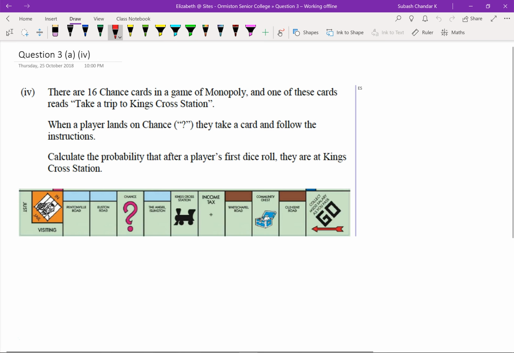All right. So, now we need to get to our excellence level. We've got 16 chance cards in a game of Monopoly, and one of those cards reads, take a trip to King's Cross Station. So when they land on chance, they're going to take a card and follow the instructions. We want to know the probability that after a player's first dice roll, they are at King's Cross Station. Okay. So, we want to get to King's Cross Station.